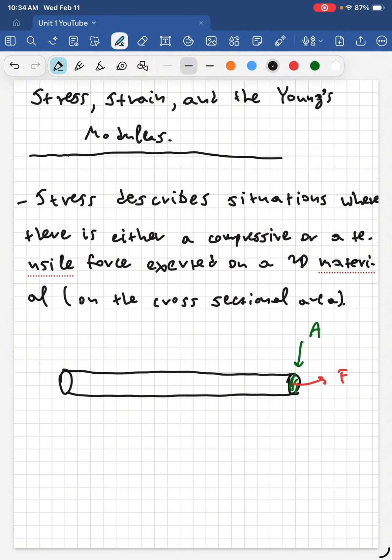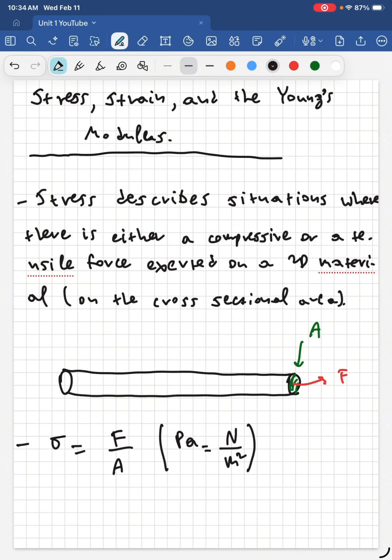Okay, let's actually define it. So sigma is how you denote stress, given by force over cross-sectional area. So you see that it's similar to pressure pretty much. So the units are pascals, right? Because we have newtons over square meters.